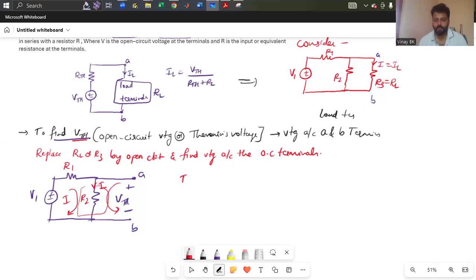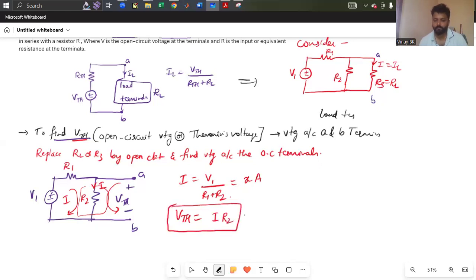So this I is given by V1 divided by R1 plus R2. Once after getting the value of I, say some A amperes, or else if you're getting some value of I as X amperes, you need to substitute here. VTH is given by the voltage across R2, because the A and B terminals are open, the current flowing to those terminals is zero. Only the Thevenin's voltage, or else open circuit voltage, will be present. It is given by I into R2. Like that, you need to find the value of VTH in terms of volts.